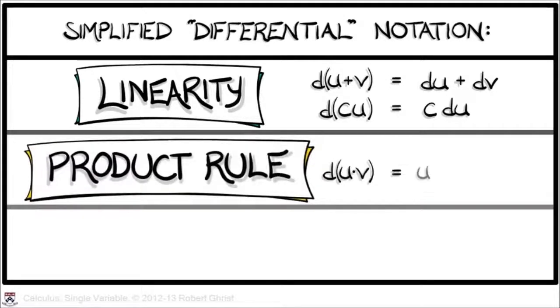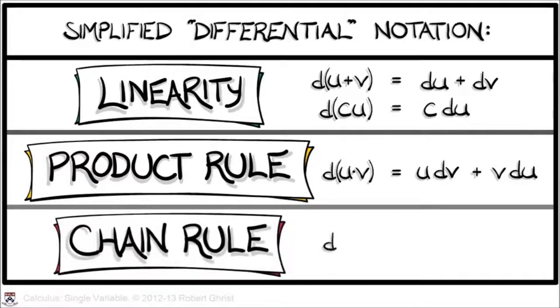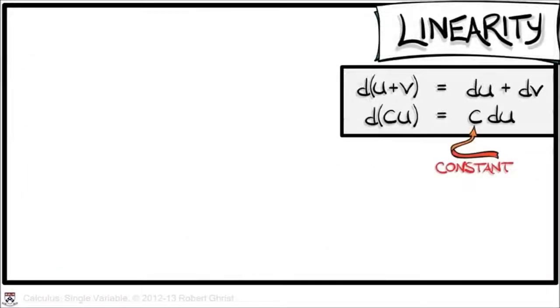The second rule, the product rule, states that the derivative of the product of two functions, u and v, is u times the derivative of v plus v times the derivative of u. Lastly, and perhaps most importantly, the chain rule states that the derivative of a composition of two functions is the product of the individual derivatives. We'll have some more to say about that in a moment. For now, let's focus on the rules of linearity.